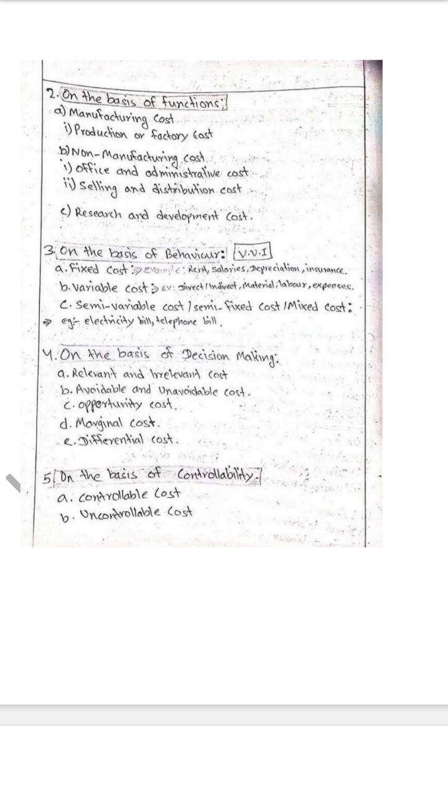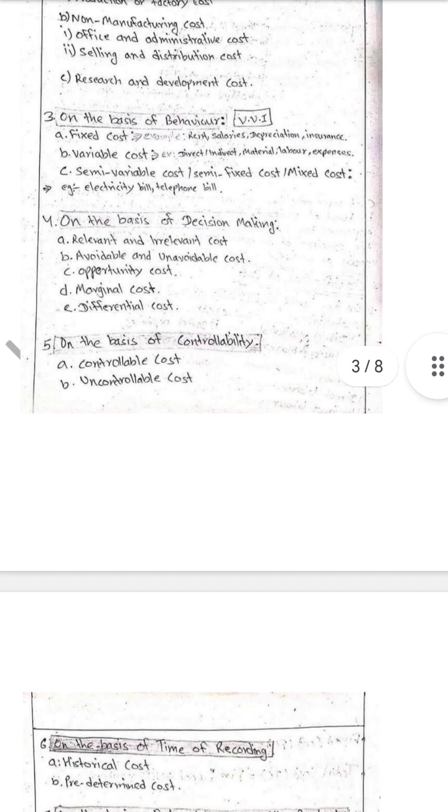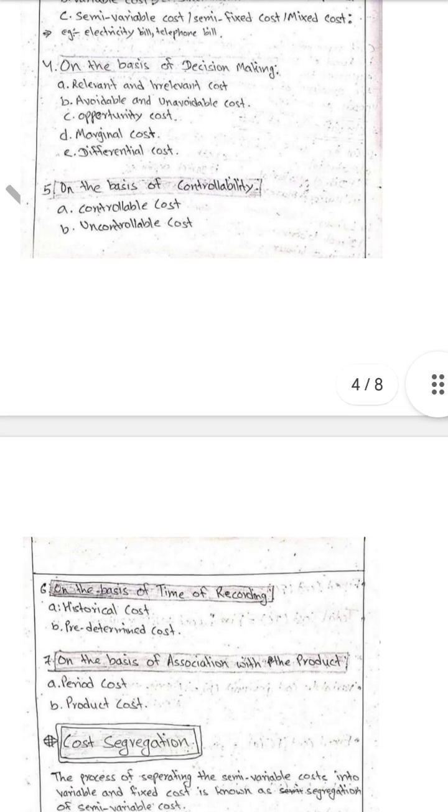On the basis of variables, A देखि C सम्म fixed cost, example rent, salaries, depreciation, insurance. B मा variable cost, direct, indirect materials, labors, expenses, semi-variable cost, semi-fixed cost, mixed cost, electricity bill, telephone bills. On the basis of decision making, A to E, irrelevant and relevant cost, avoidable and unavoidable cost, opportunity cost, marginal cost, differential cost.